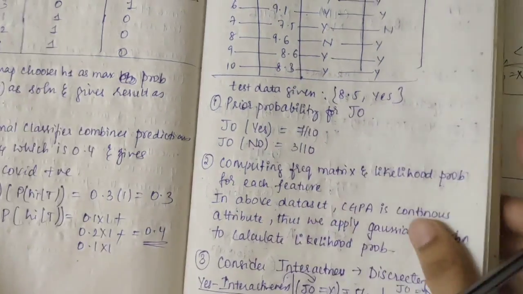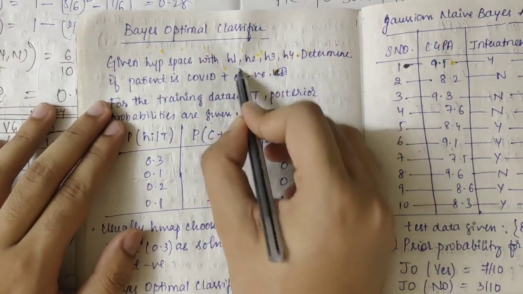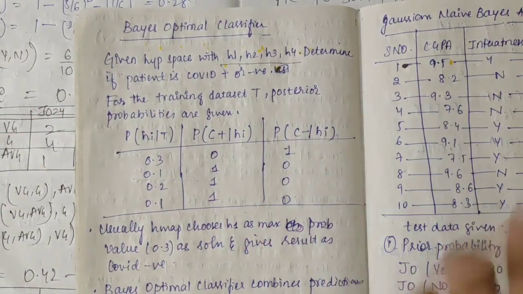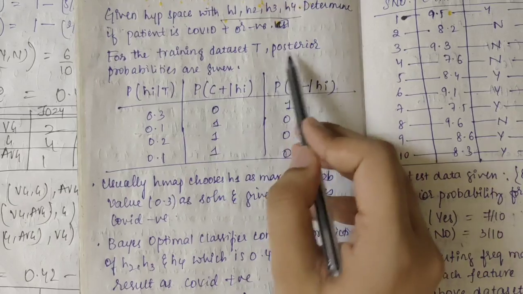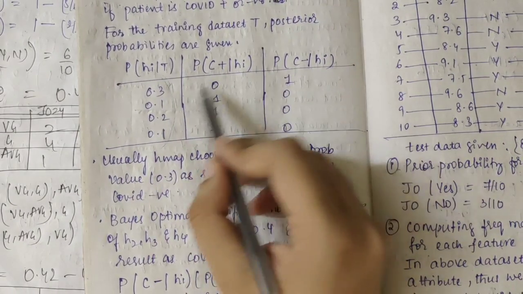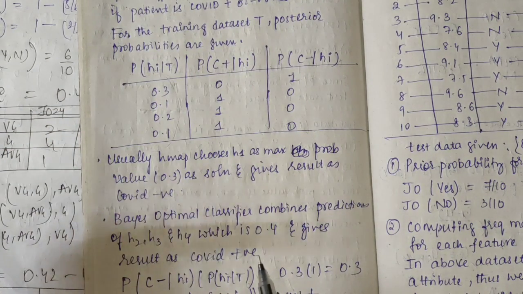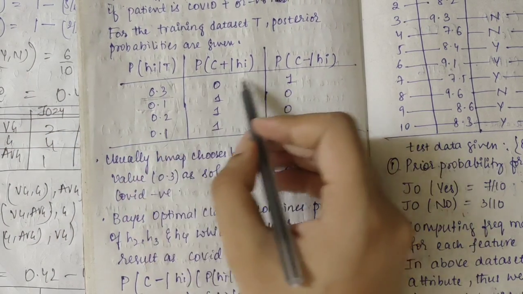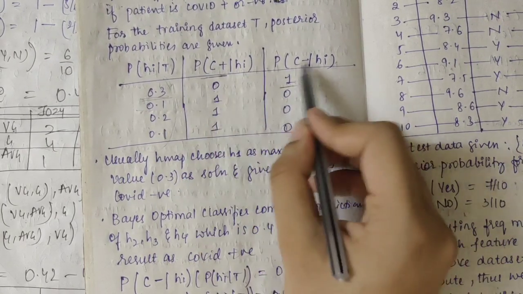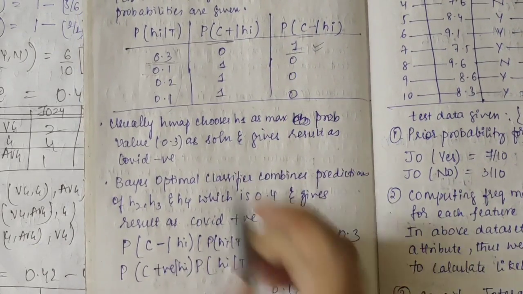Next we'll look into the Bayes optimal classifier. Given a hypothesis space with H1, H2, H3, H4, the values are found already. We need to determine if the patient is COVID positive or COVID negative. For the training data set, the posterior probabilities are already calculated. So these are the values, and usually what we take is 0.3 as the highest probability value. The condition here is 1 for COVID positive, it is 0. For COVID negative, it is 1. So here COVID negative would be the answer, right? But that's what is written here.